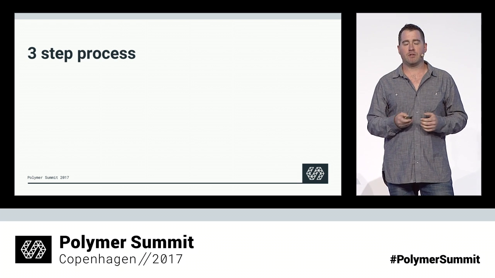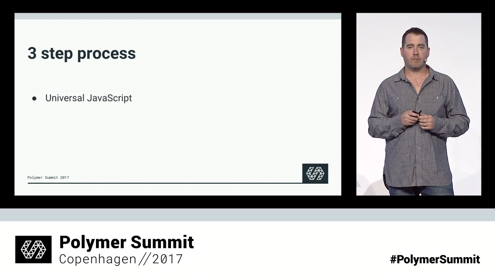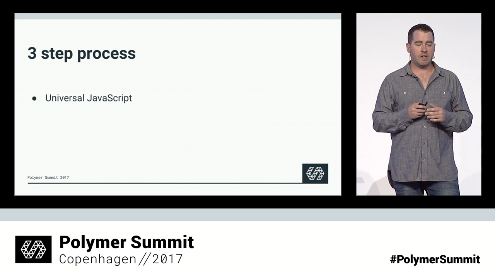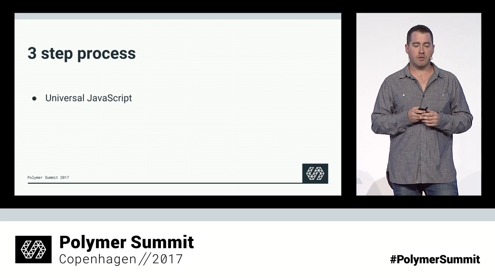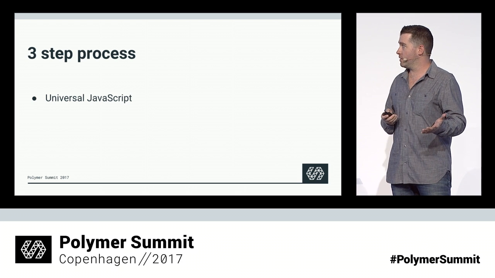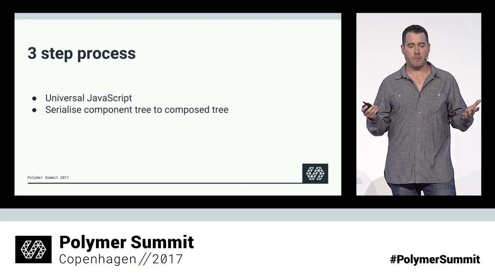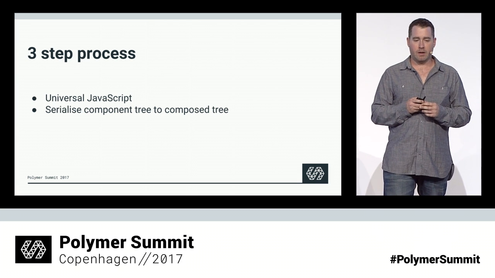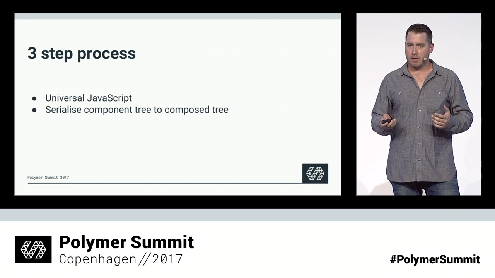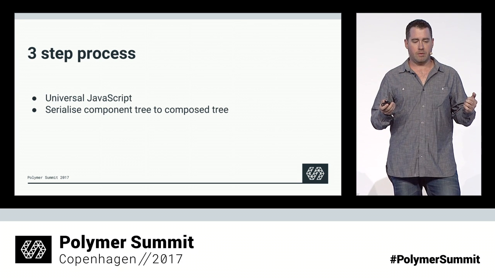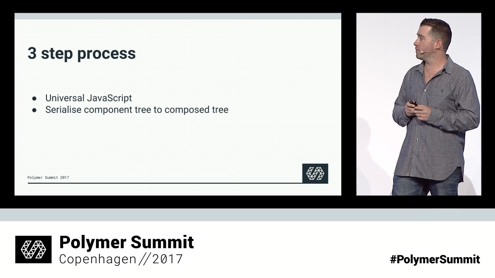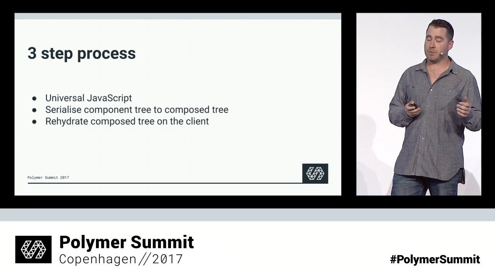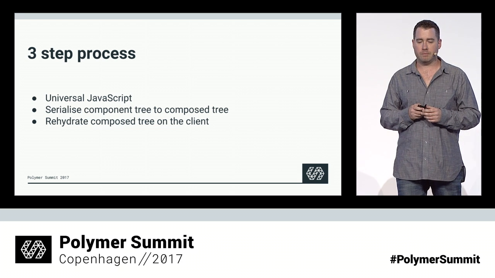At a high level, we plan this into a three-step process. First, we wanted to be able to run web components in Node, because we really wanted the simplicity of universal JavaScript and being able to co-locate client and server code. Next, we wanted to take a DOM tree, consisting of both shadow and light DOM, and then serialize that down and transform it into a string. And finally, we needed to then run JavaScript on the client to rehydrate that.